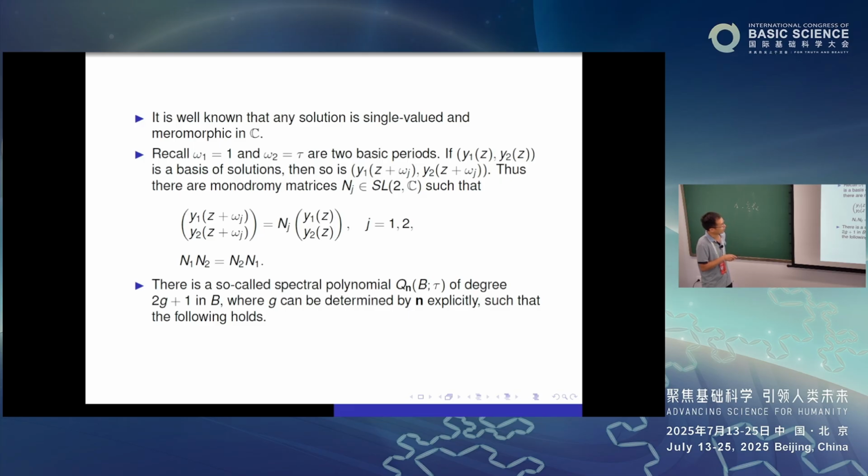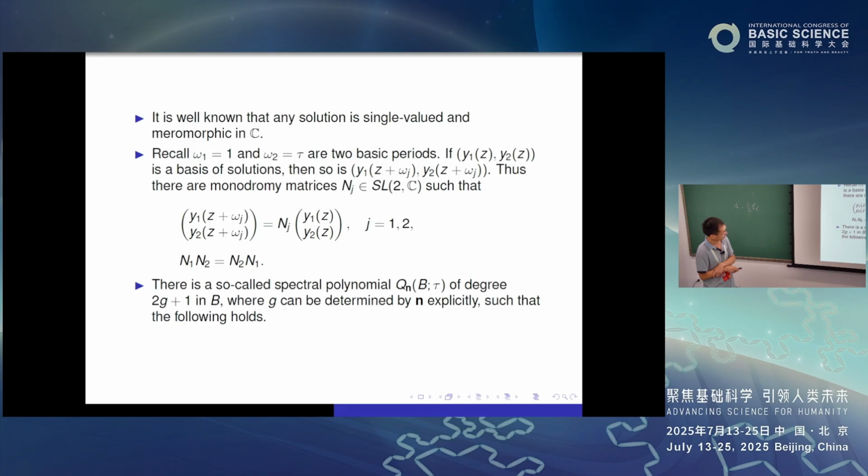So let's consider the two base periods. If y1, y2 are solutions, then y_j(z plus omega_j) is also a solution. So that will be a monodromy matrix. We call it N_j, such that this formula holds. Then N1 and N2 commute. So we are interested in when N1 and N2 can be diagonalized simultaneously.